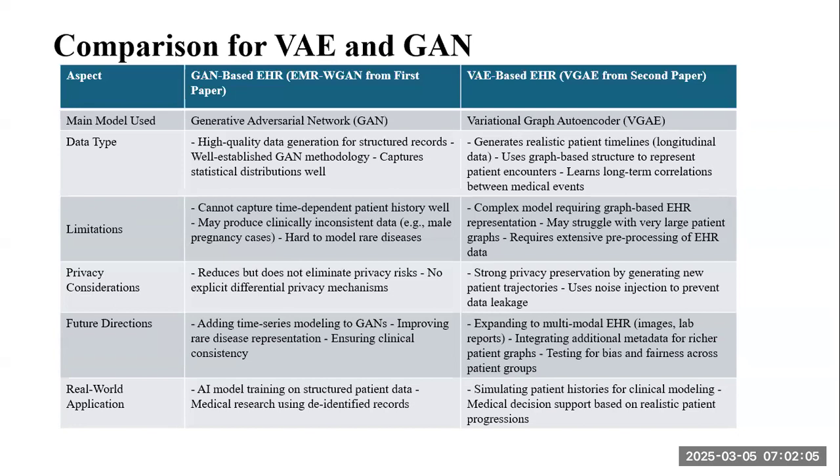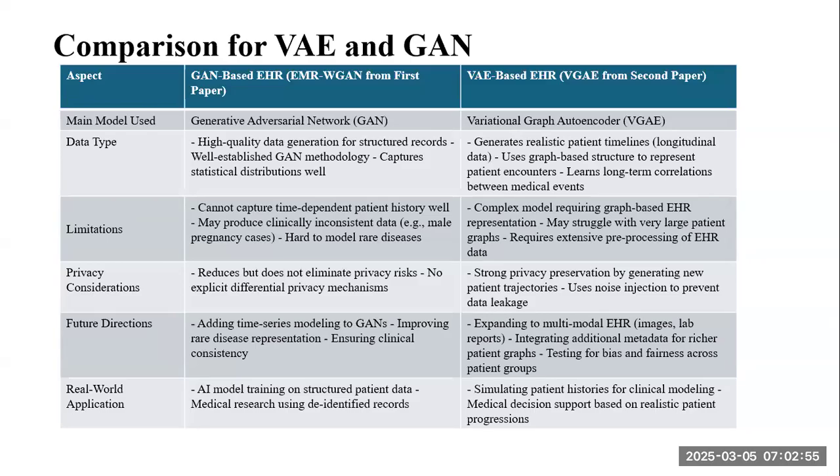So the limitations of both papers: in GAN, we haven't captured time-dependent patient history. It doesn't have time series, so it's hard to get rare diseases also. But in VAE, it requires graph-based EHR representation, and if we have more patient data, more patient graphs, it has some difficulty with that. And for privacy considerations, GAN reduces privacy, but VAE has strong privacy preservation by generating new patient trajectories, and it uses noise injection to prevent data leakage.